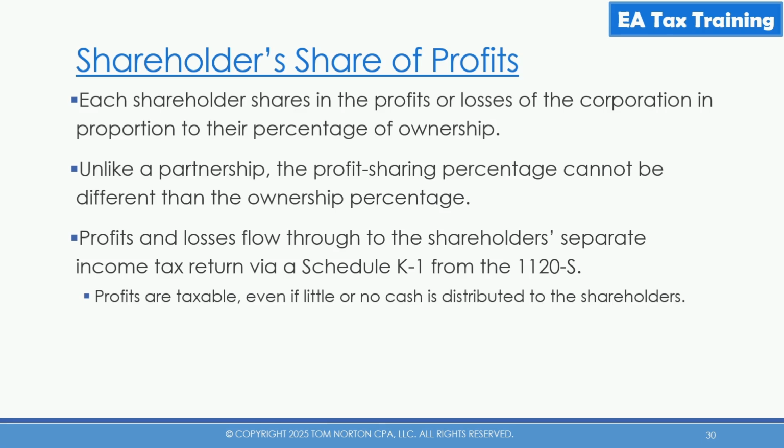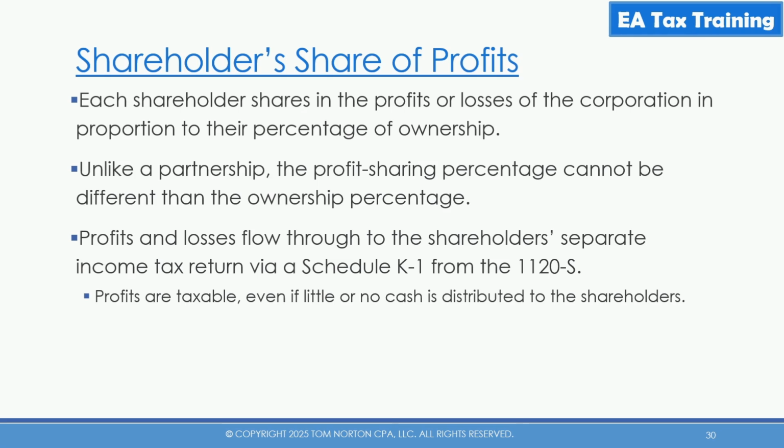Pass-through items. So, much like a partnership, each shareholder shares in the profits or losses of the corporation in proportion to their percentage of ownership. Unlike a partnership, the profit sharing percentage cannot be different than the ownership percentage. So remember, when we talked about partnerships, we had that example where one of the partners was a 1% capital percentage partner, the other was a 99%. But for profit sharing purposes, they were 25% and 75% because with a partnership, you can do that. You can have different percentages. With an S Corp, you cannot do that.